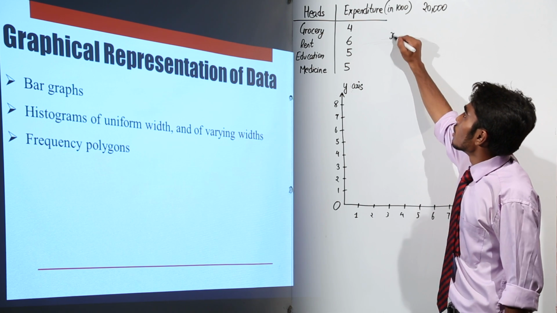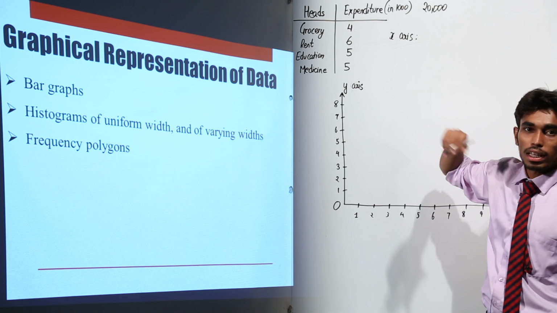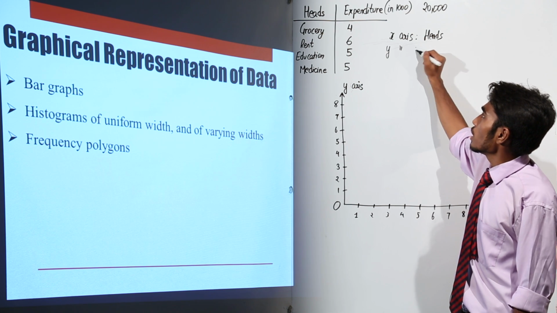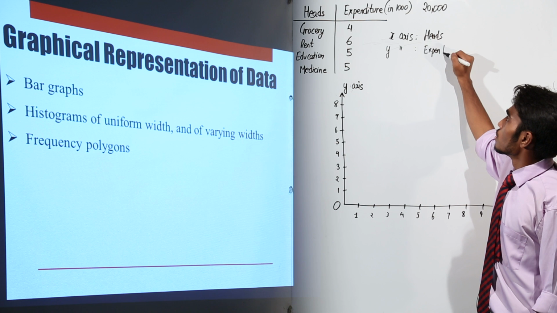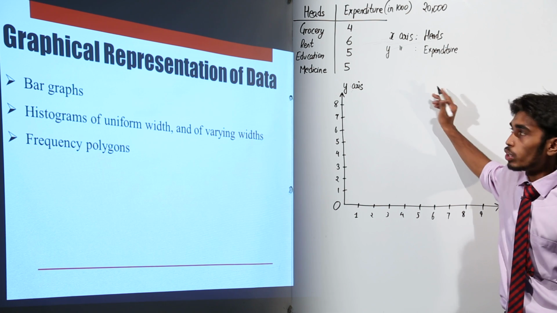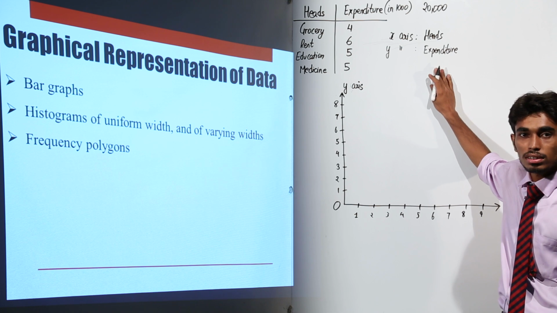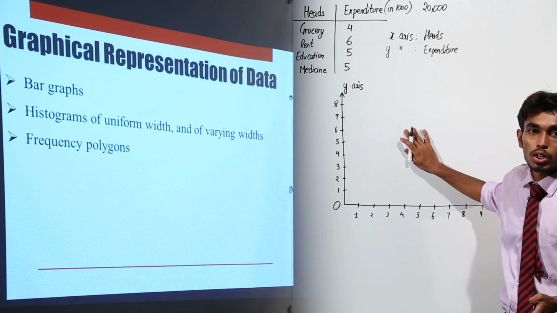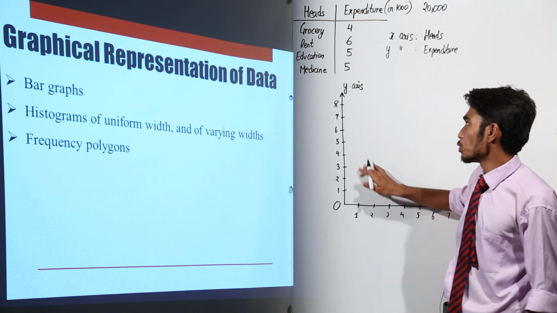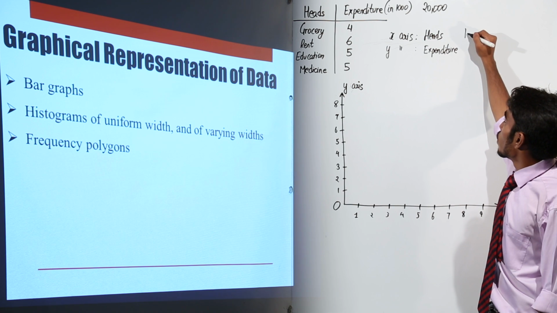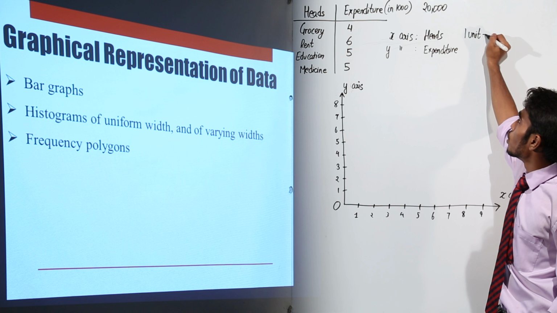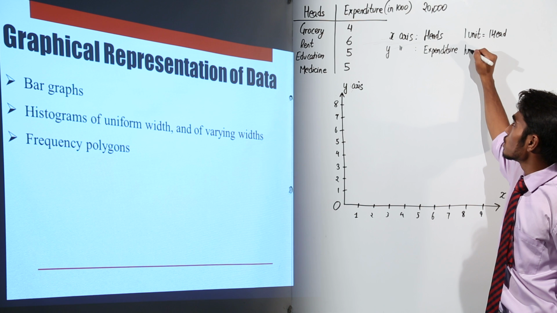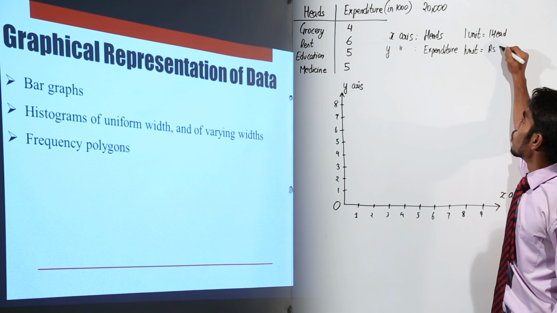So I have decided that on the x-axis I'll be representing the heads and on the y-axis I'll be representing the expenditure, right? Now before starting with this question, you need to specify the units that you are taking on the x-axis and the units that you are taking on the y-axis. So let's say on the x-axis 1 unit is equal to 1 head, right? And on the y-axis 1 unit is equal to rupees 1,000, right?